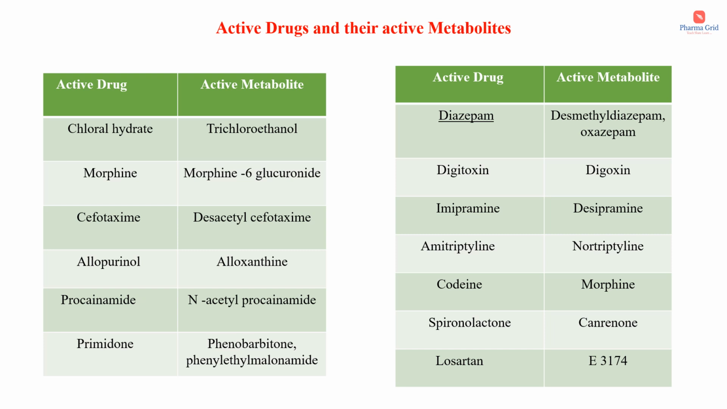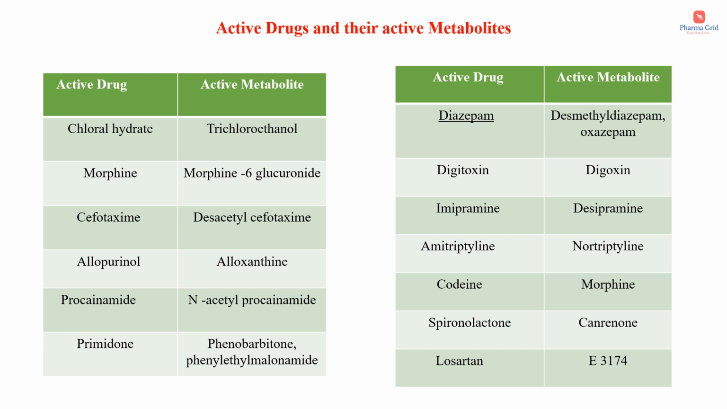Chloral hydrate, its active metabolite is trichloroethanol, and morphine, active metabolite is morphine 6-glucuronide. Cefotaxime, active metabolite is desacetyl cefotaxime, and alloxanthine is the active metabolite of allopurinol. Procainamide, its active metabolite is N-acetyl procainamide, and primidone has two active metabolites which include phenobarbital and phenylethylmalonamide. Then diazepam also has two active metabolites which include desmethyl diazepam and oxazepam.